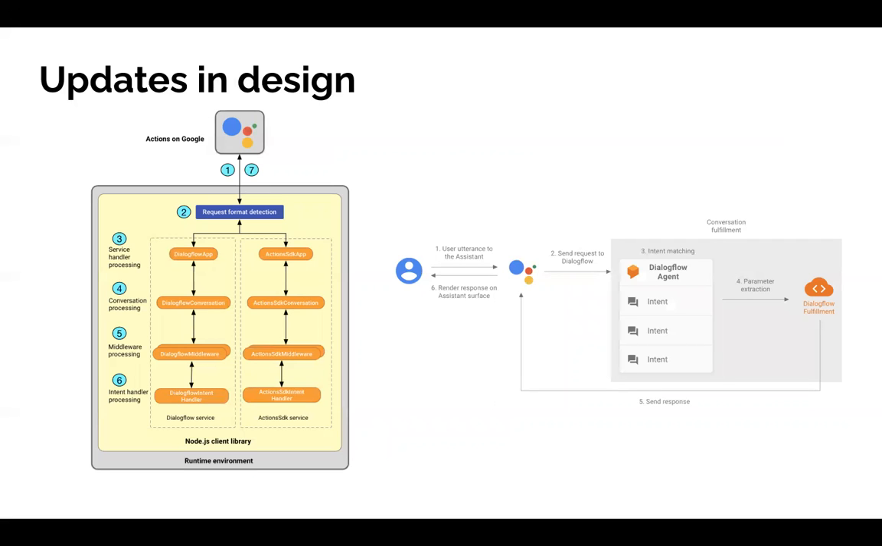So basically the user sends a request to the Google Assistant, and the Google Assistant sends the request through the Dialogflow SDK, and through the designed intents that were built in the application, it will match with the intent and reply with a response to the user.